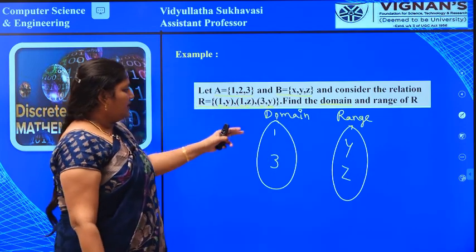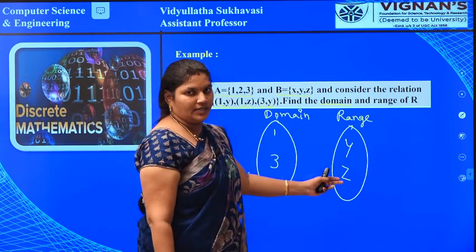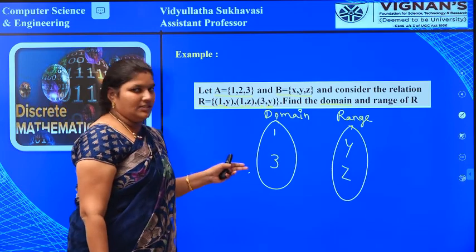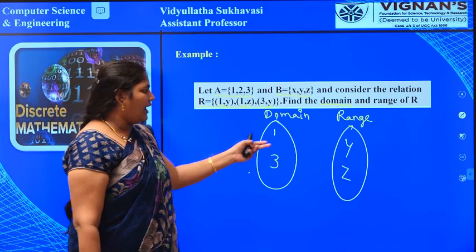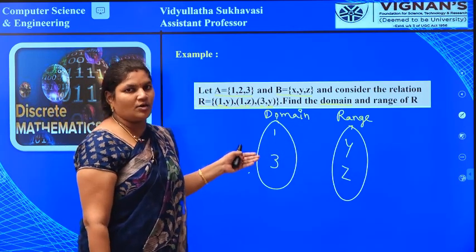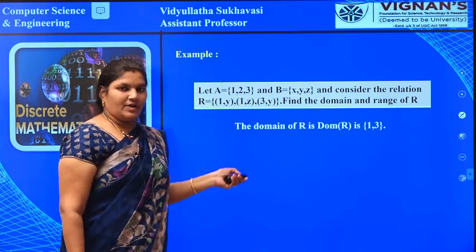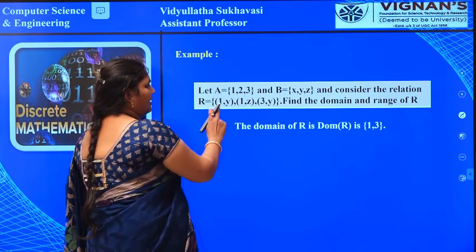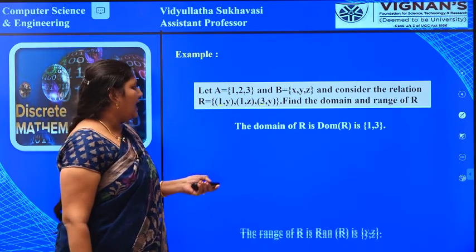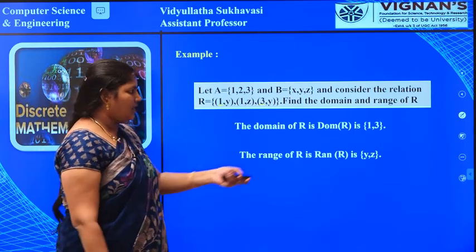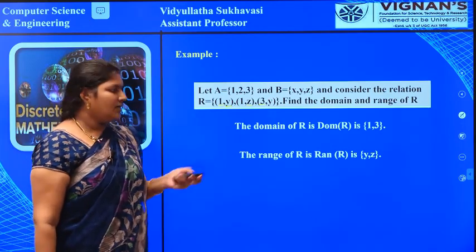So these are the domain elements for the given relation R and these are the range elements. That means the first elements which exist in the relation R come under domain, and the second elements of the ordered pairs come under range. Based on this, we represent the domain of R as {1, 3}, because 1 and 3 are the first elements, and the range of the given relation R is {y, z}. These are the second elements which exist in the relation R, and they come under range.